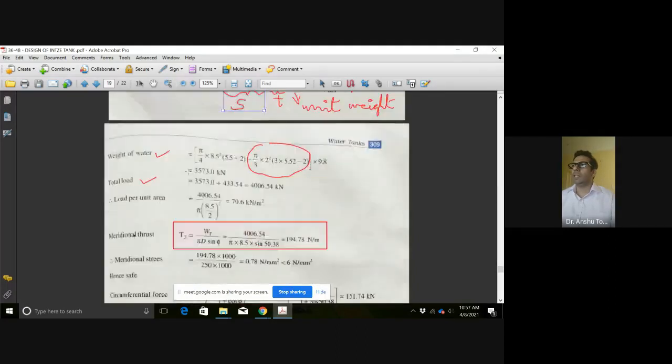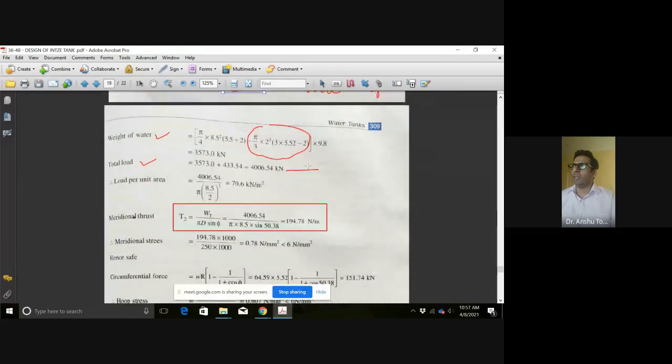Now adding the self weight and this, we are getting one concentrated load which is acting downward like this. But we never take concentrated load acting downward as per the design, whether we are taking meridional thrust or hoop stress. So we are always going to require per meter square. So we are going to divide it with the area on which it is going to be acting, which is simply pi r square.